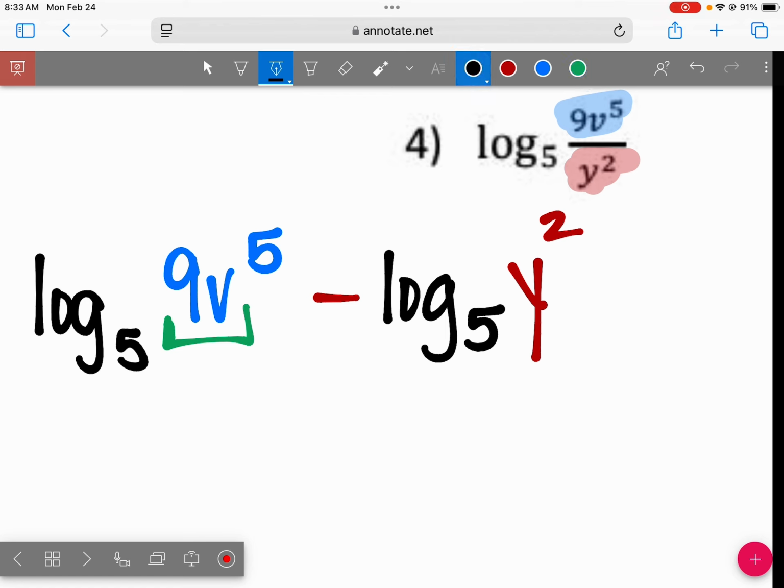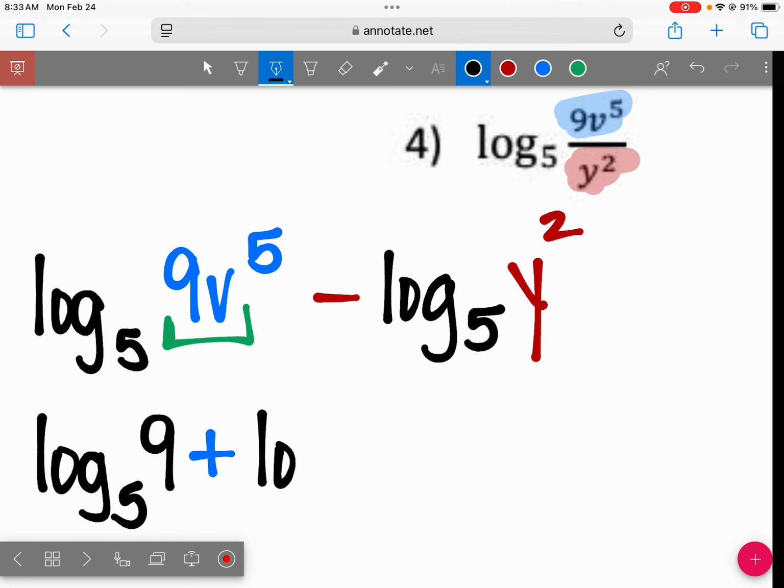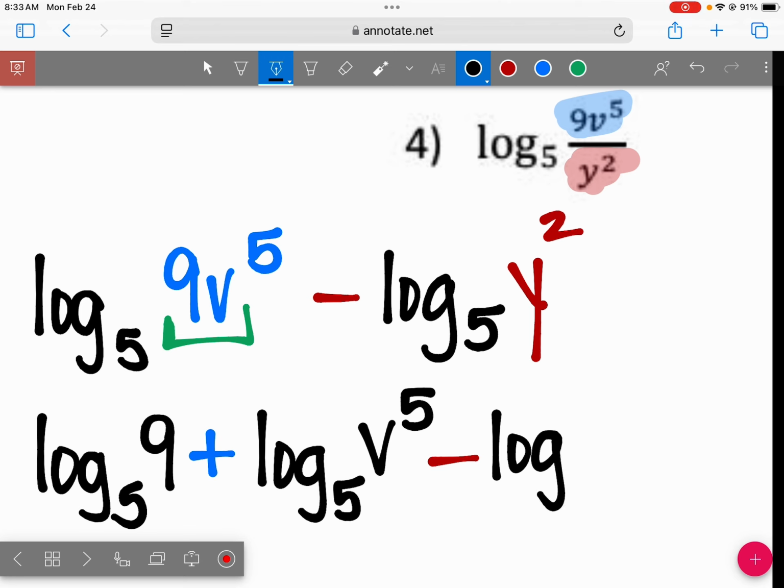Addition. So that would be a log little bitty 5 of a 9 plus log little bitty 5 of b to the 5th. And now I'm just rewriting everything that I had in the back. Minus log little bitty 5 of y squared. So now everybody is broken apart.